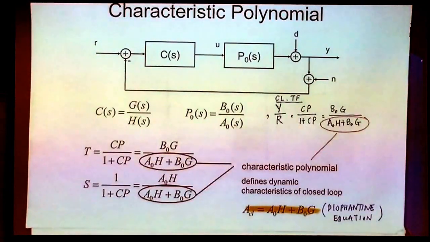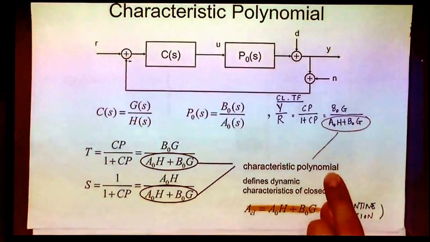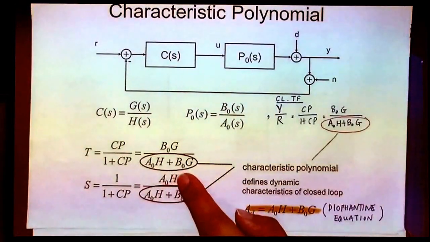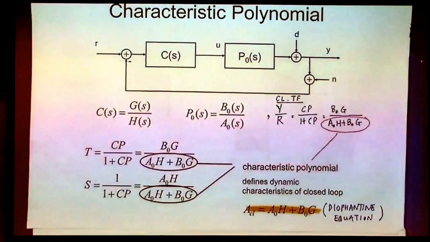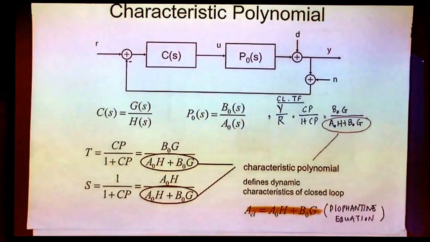Okay, and now we call it a new term instead of characteristic equation, which is 1 plus CP. The new term is characteristic polynomial. Okay, characteristic polynomial is A naught H plus B naught G. Same thing. So if you want to find the closed loop poles, you can take A naught H plus B naught G equals 0. You will solve that.